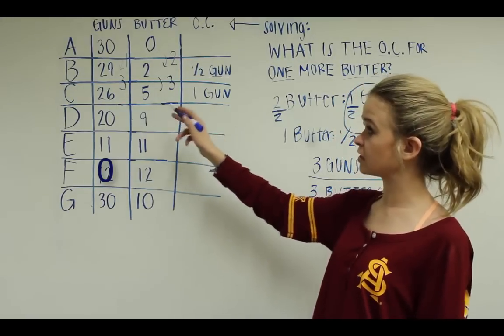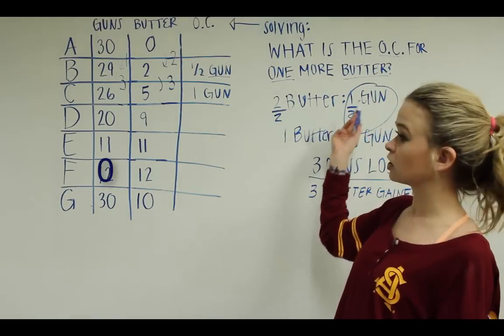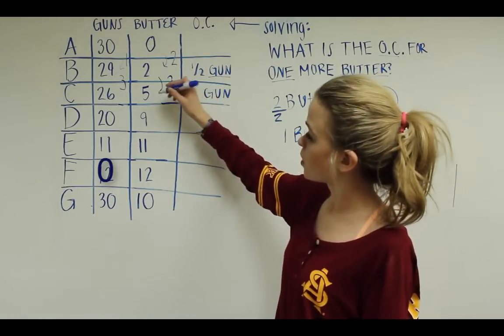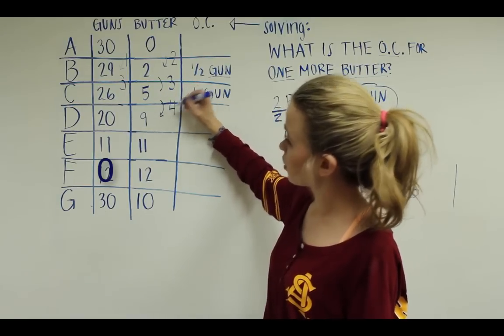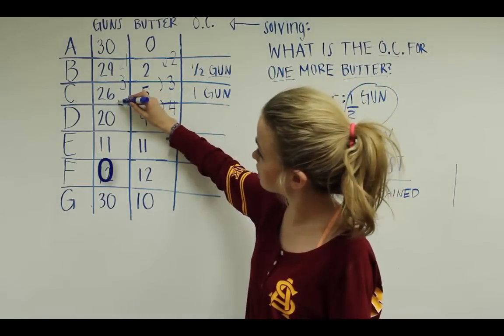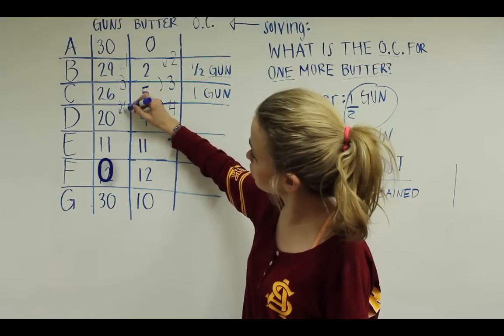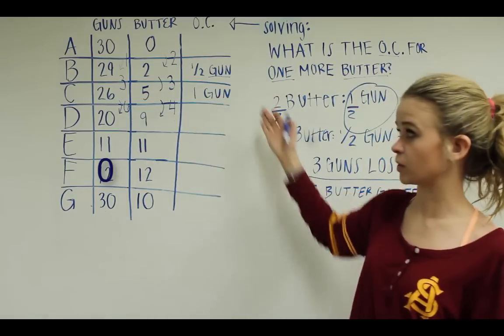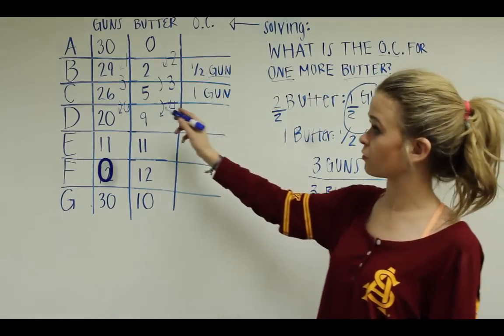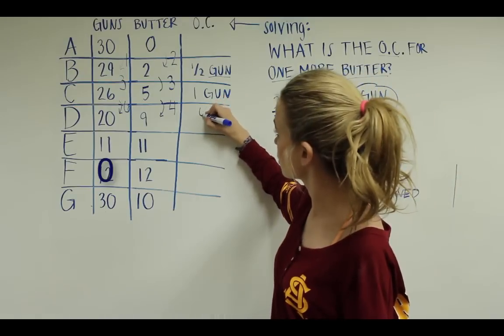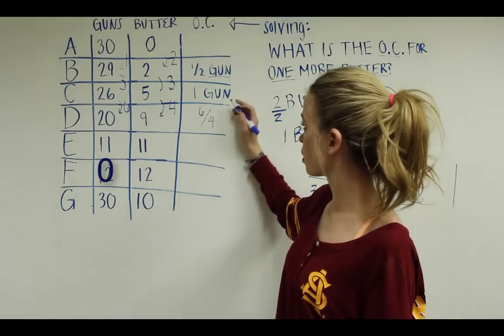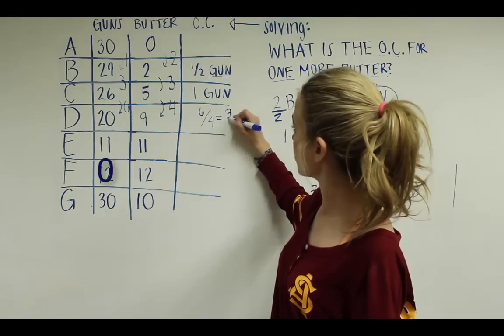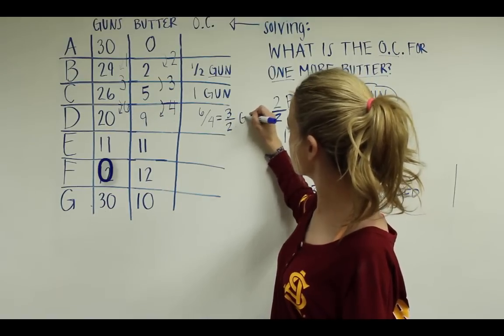In the interval from C to D, what is the opportunity cost for one more butter? Moving from 5 to 9, we gain 4. Moving from 26 to 20, we lose 6. Going along with this same process, if we're losing 6 and gaining 4, then our opportunity cost is 3/2 gun.